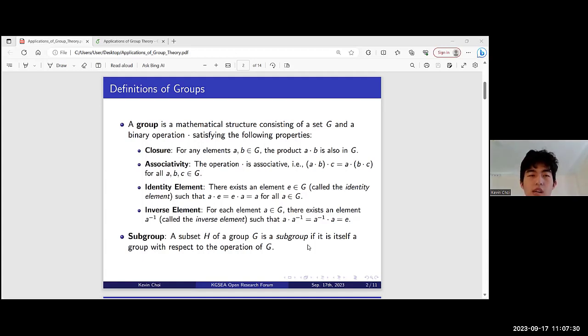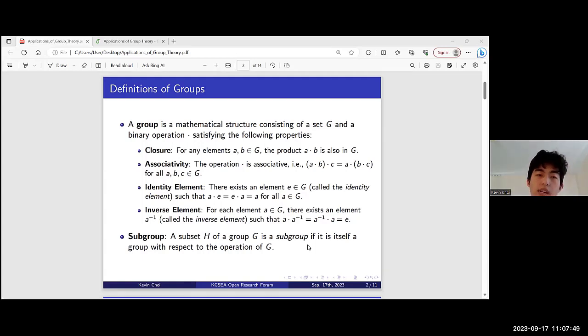First of all, it should satisfy closure. That means that for any elements A or B in group G, the product A times B should also be in G as well. Here I just used a product as an example of a group operation. There could be many other types of operations as well, not only the product.